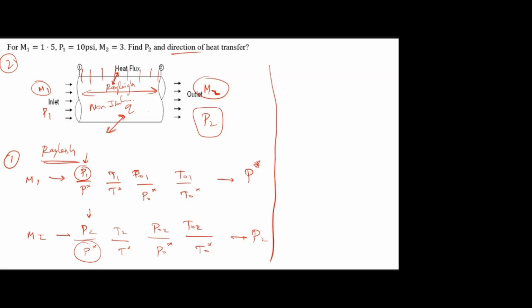So this is my first step. P2 is found. Next step, heat transfer. Two ways you can find it. One is using this formula. Another one is using the ratio. Which should be appropriate for this problem, finding the heat transfer direction? Sir, the ratio. The second one. The ratio. Okay, you said ratio. How to find the ratio?